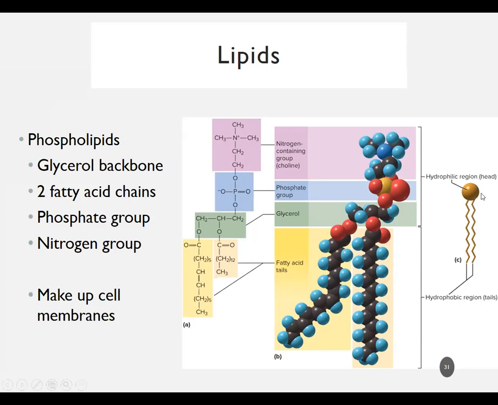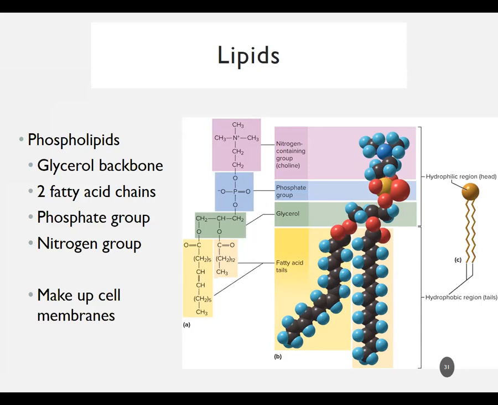So that's going to be really important when it comes to the cell membrane. And we'll get into that, but just know that there are these 2 sides to a phospholipid. It's hydrophobic on the tail side, and it's hydrophilic, or does mix with water, on the phosphate or head side. All right, those are our phospholipids.